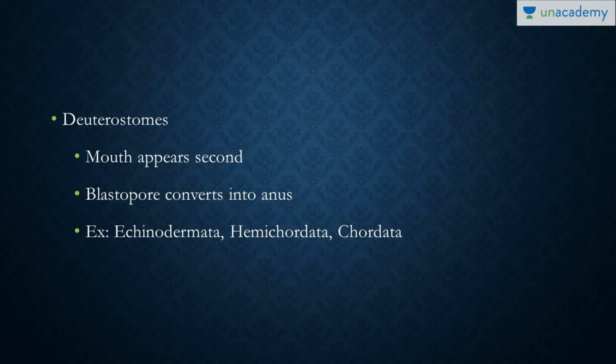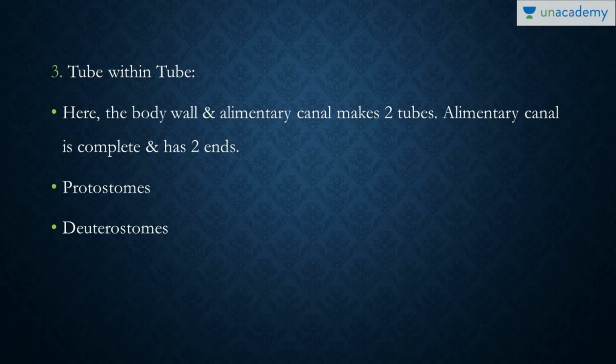So, as I told you, in deuterostomes the mouth appears second and the blastopore, that is the first opening in the embryo, is converted into the anus. It is the more advanced of the two, and echinoderms, hemichordates and chordates are deuterostomes. While in protostomes, all the previous ones, including the nemathelminths, the annelids, the arthropods, and the molluscans, are involved.